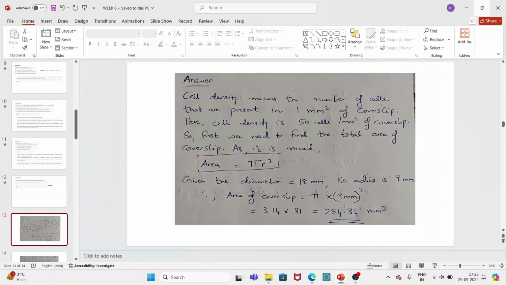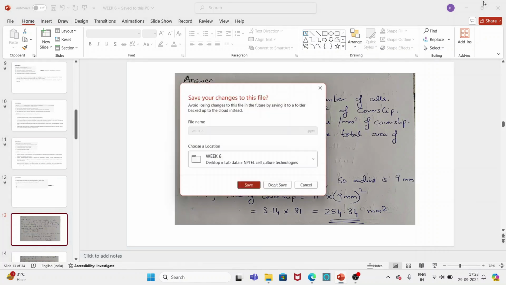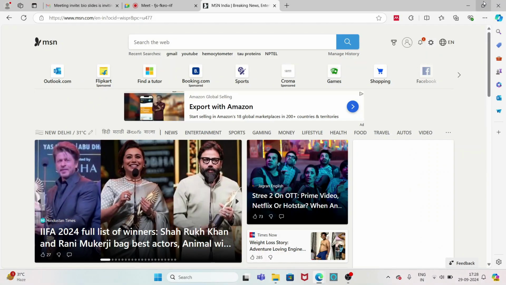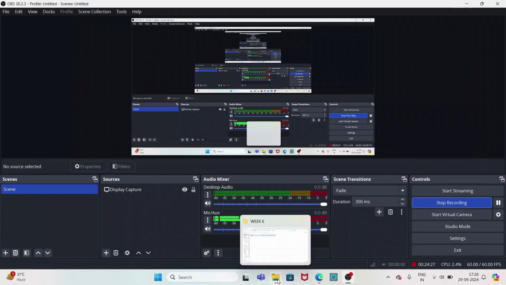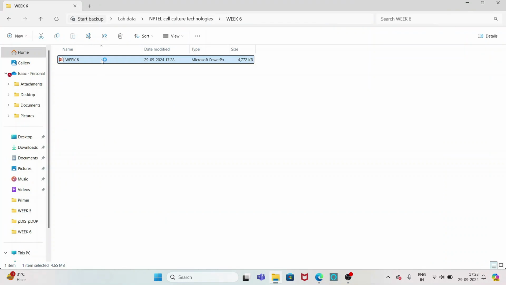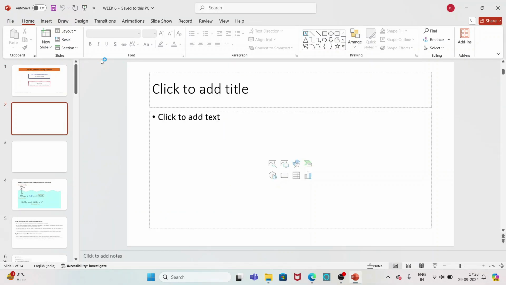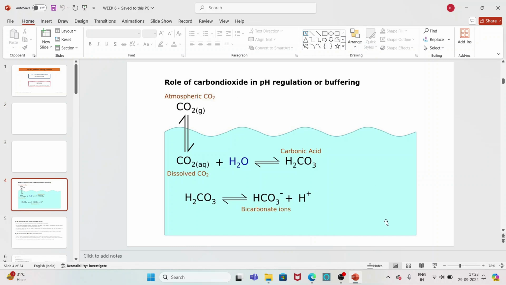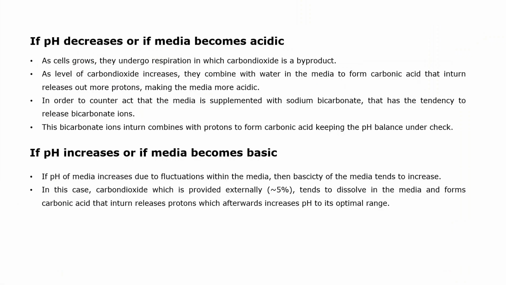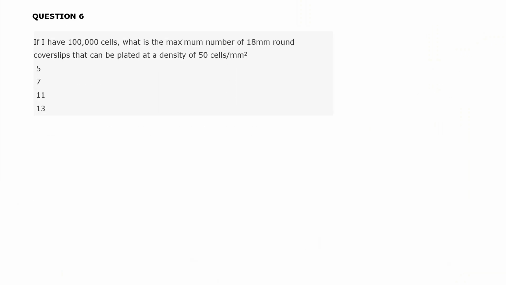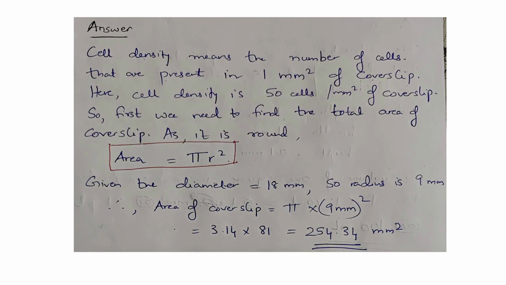Cell density means that if you are comparing an excuse me, sorry, I will just join right now. Okay, so I think that issue has been sorted out. Okay, I think this is fine.